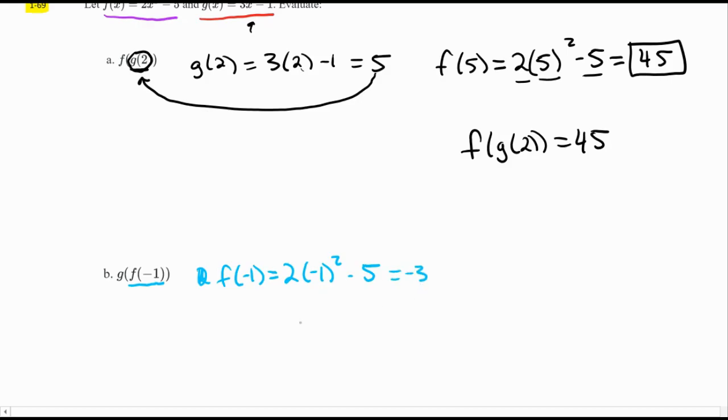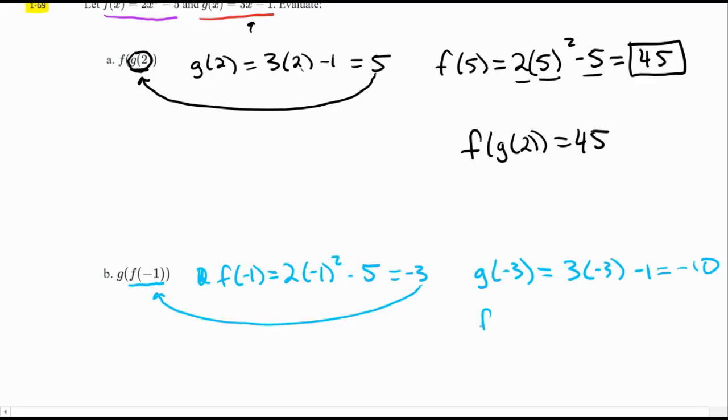So now I'm going to take that and plug that in, and I'm really just saying, okay, what is g of negative 3? I take g of x and plug in negative 3. 3 times negative 3 is negative 9, minus 1 is negative 10. So g of f of negative 1 equals negative 10.